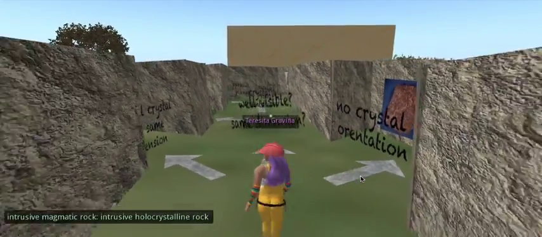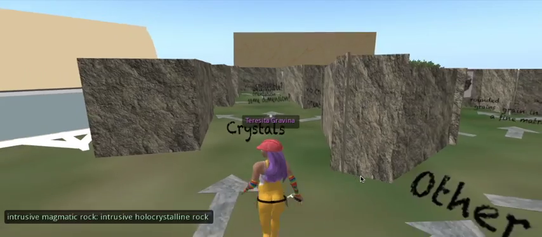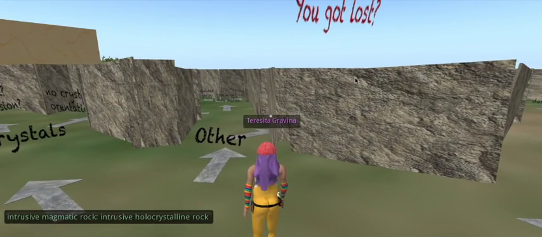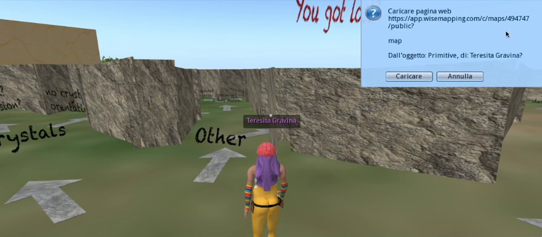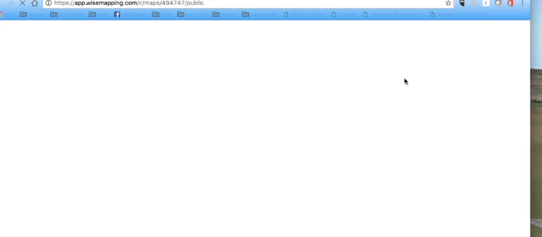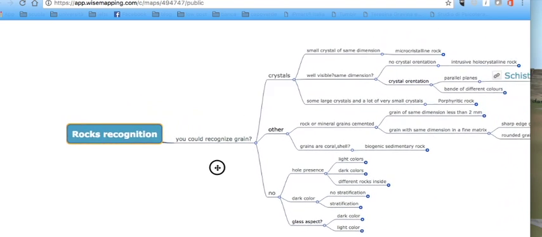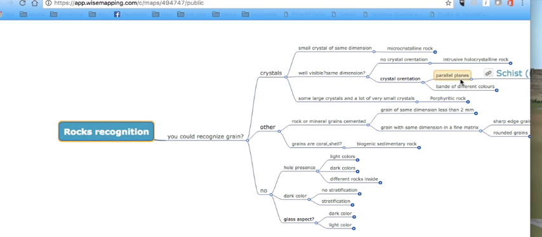You have other possibilities, and due to the fact that this is a labyrinth, it is possible to get lost. For this reason, I made a map. So if you get lost, you can recognize where you had a problem and follow the line to the place where you got lost.